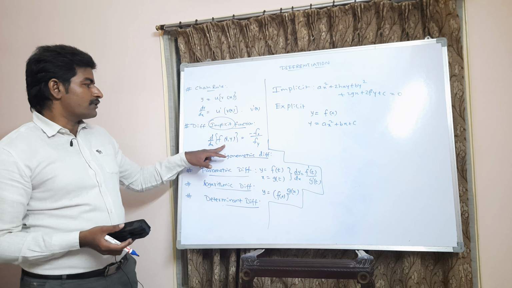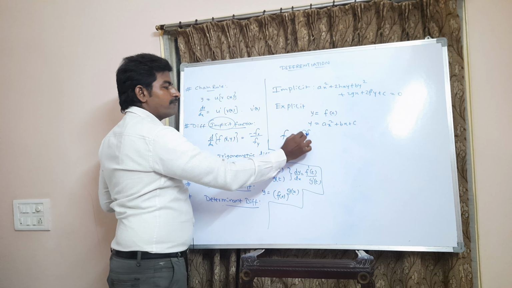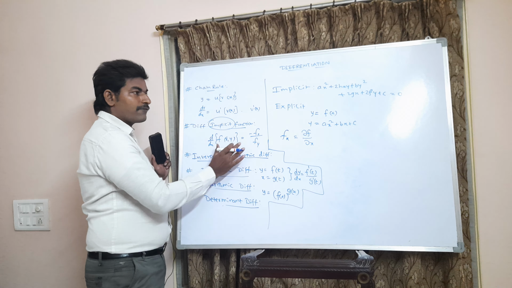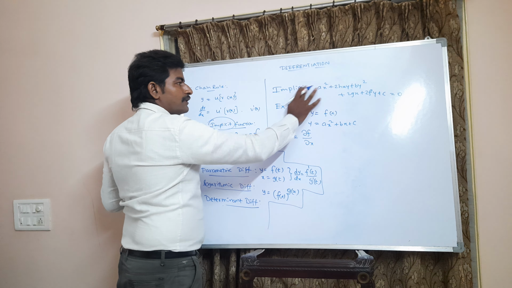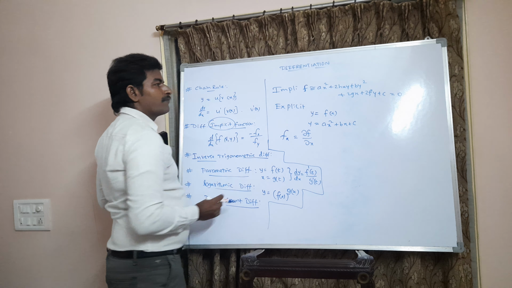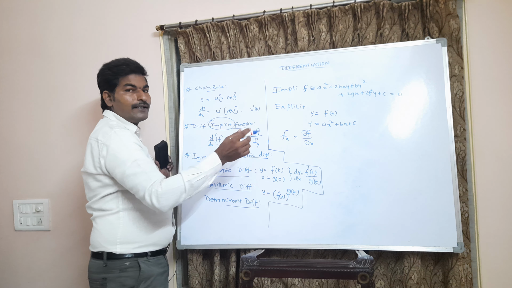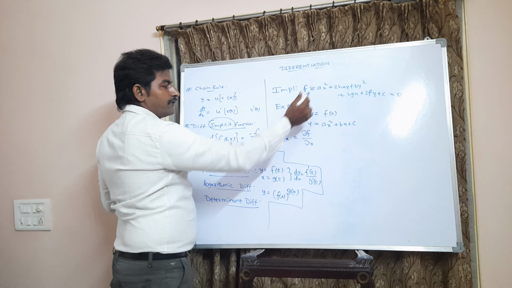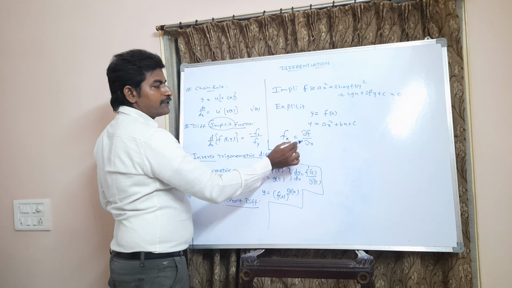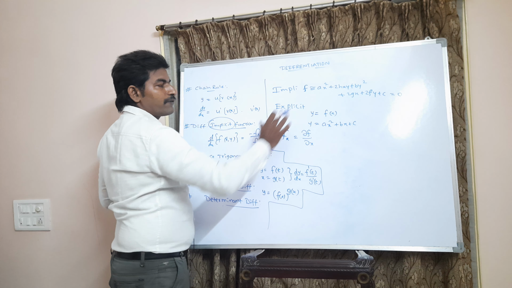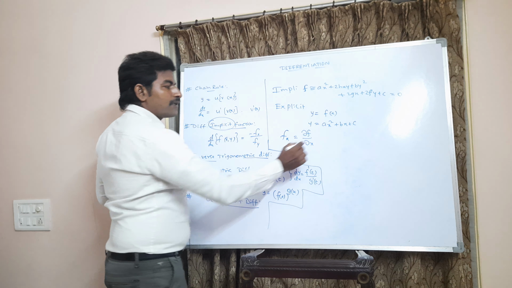Here this is called partial differentiation. Here fx is nothing but dou f by dou x. That means you have to differentiate this entire function. Look at here, you have to consider this entire one as f. So fx means dou f by dou x. That means you have to consider only x as a variable and do differentiation. Then it is called partial differentiation. Let me explain to you.